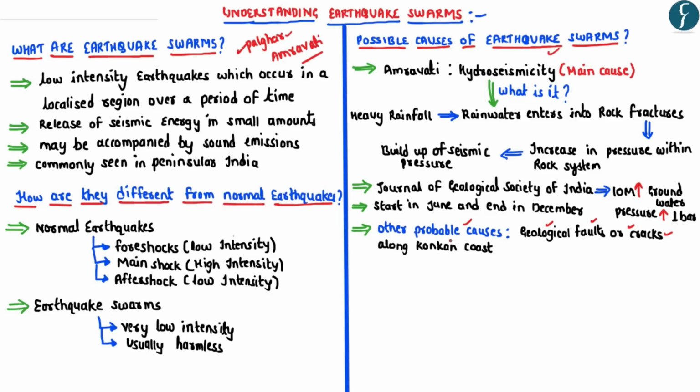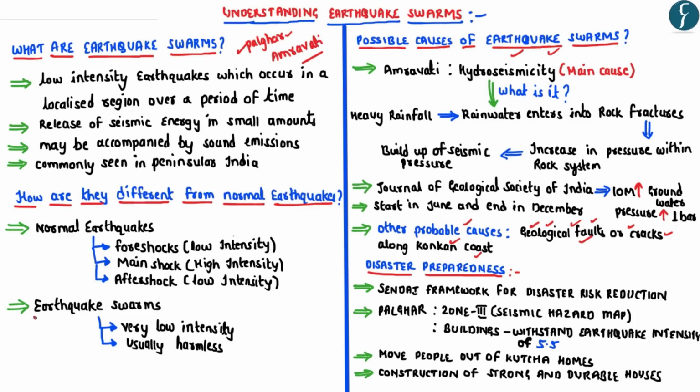So, if one looks at the Konkan coast of India, this particular coast has plenty of geological faults. And some of the seismologists believe that some of these faults may have been responsible for the earthquake swarms of the Palghar district. However, it is to be noted that the seismologists are presently examining the nature of the fault which has been responsible for the present swarm activity in the Palghar district. As discussed, the earthquake swarms are of low intensity and are usually harmless.